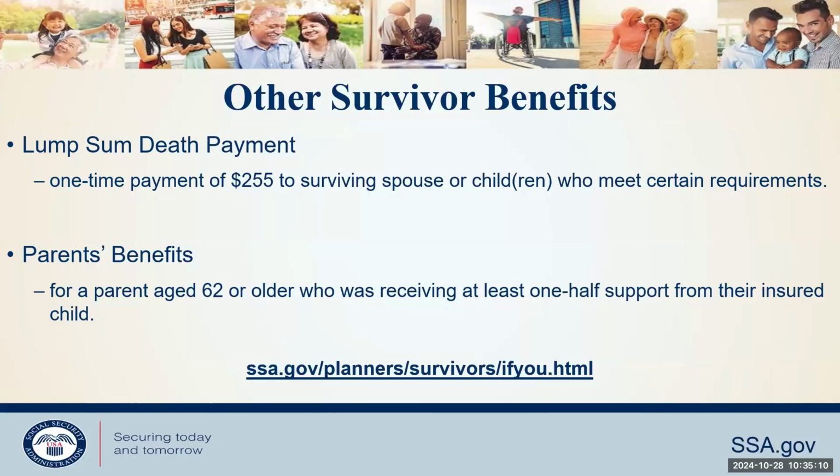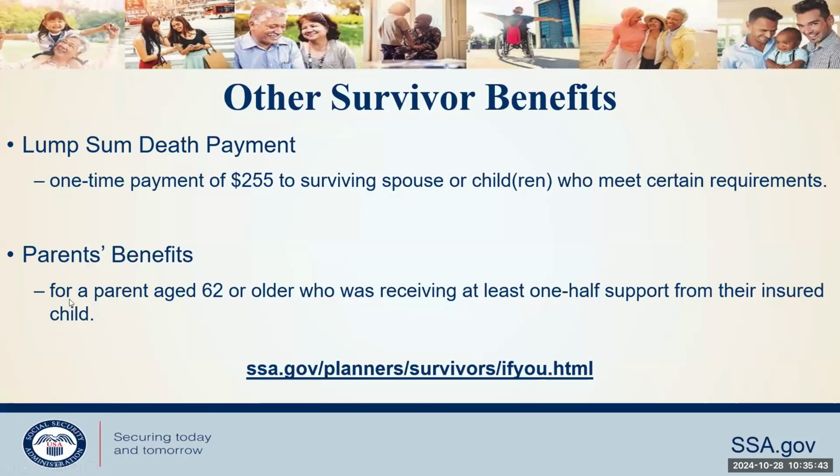There are a couple quick other survivor benefits before we get into our next category. One is a lump sum death payment. It is a one-time payment of $255 to a spouse. If there's no surviving spouse that meets the requirements, then if there are children receiving on the record, we could pay it to the child or children receiving on the record. So that payment is limited to who can receive it. Just because a wage earner worked and they pass away, not everybody qualifies for the $255 payment.